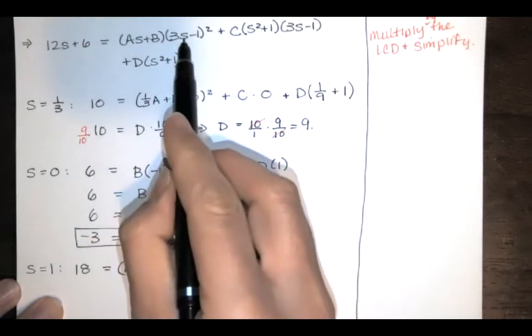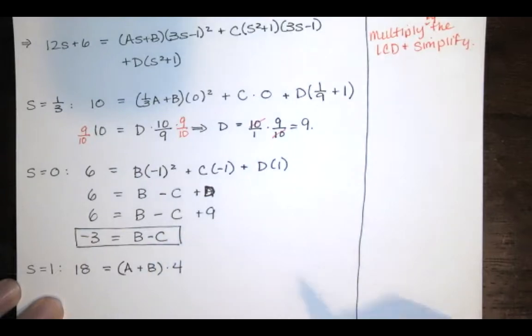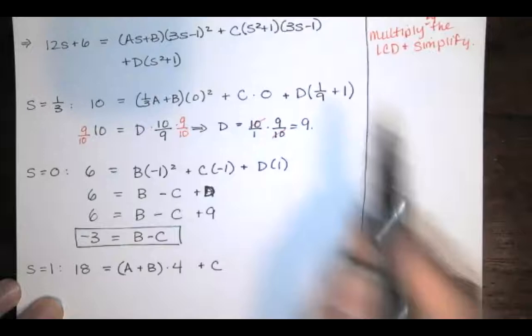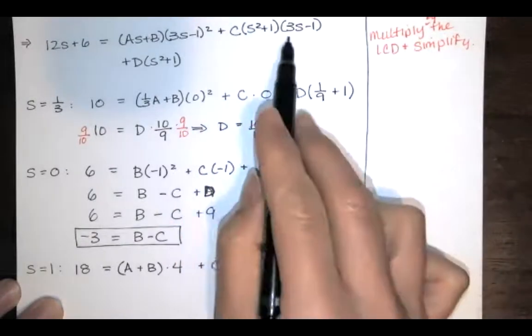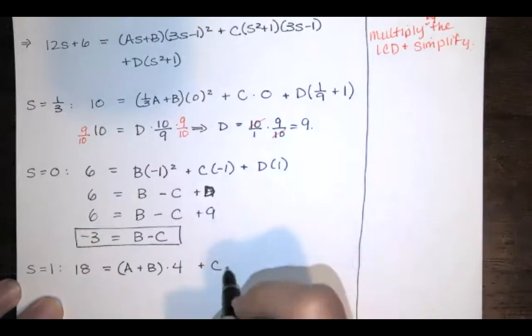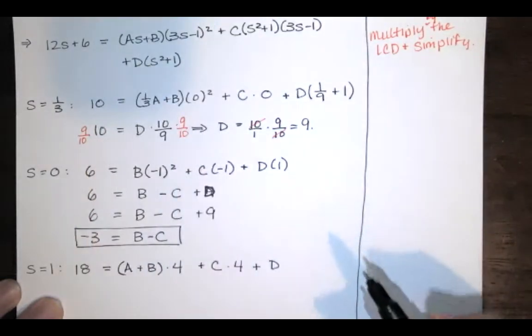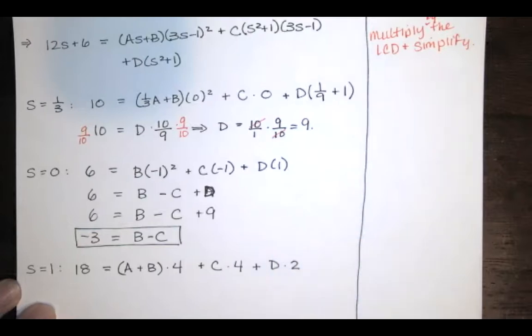times 3 minus 1, that's 2, quantity squared. 2 squared is 4. And we're adding C times 1 squared plus 1, so it's going to be 1 plus 1, which is 2, and 3 minus 1, which is also 2. So we'll have 2 times 2, which is 4, plus D times 1 squared plus 1, so it's going to be D times 2. And let's see, we know that D is equal to 9. And we'll distribute that 4, I like to distribute the 4. It's a good idea.